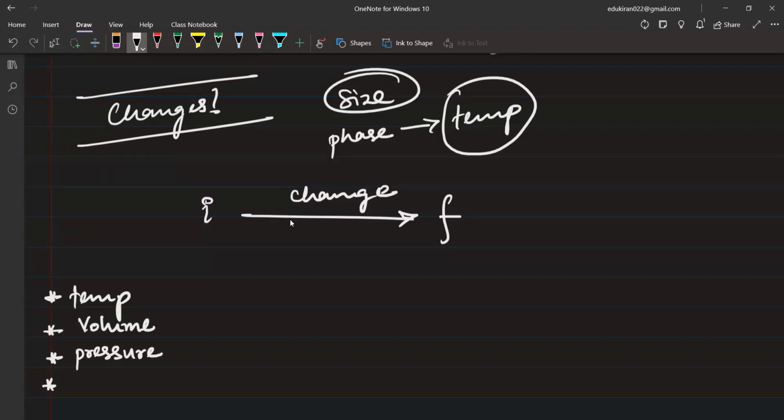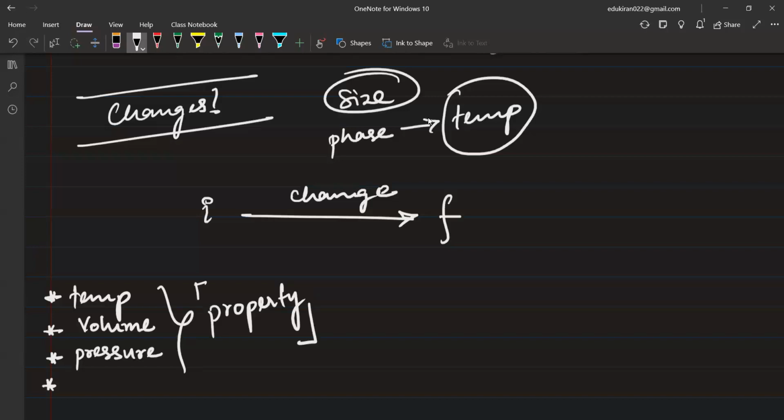Time can change. But time is not changing for any item or object. It is true that time changes, but it is not a property of any one object. So here we are talking generally about the property which is changing. Correct, guys? Yes or no? Yes, sir.